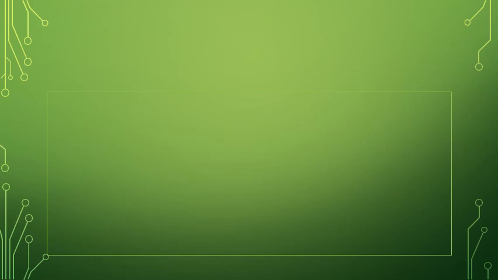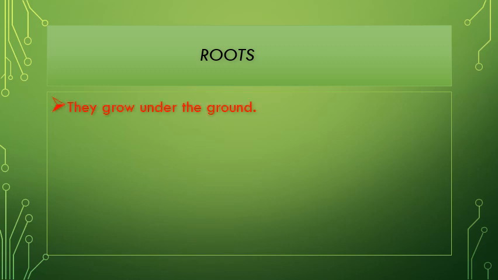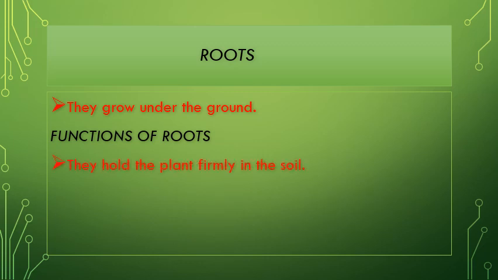Now, let us know the parts of a plant in detail. So, let's start with the roots. Root is the non-green part of a plant which grows under the ground. Now, let us see the functions of roots. Roots hold the plant firmly in the soil.